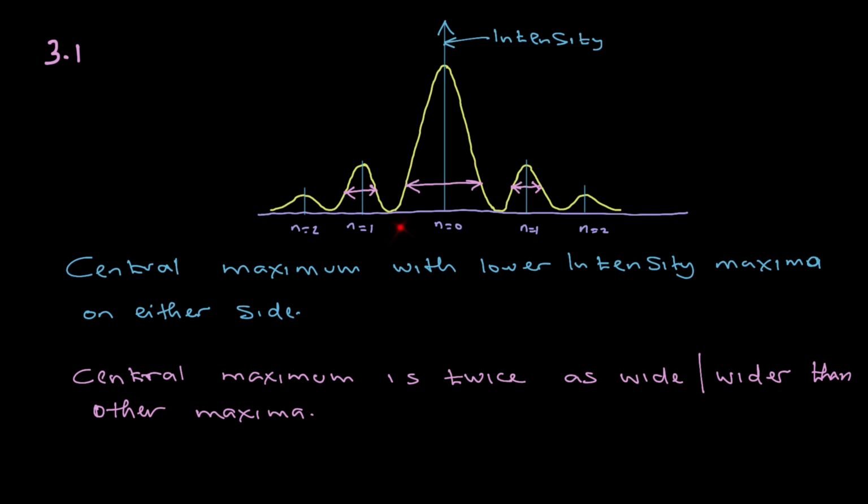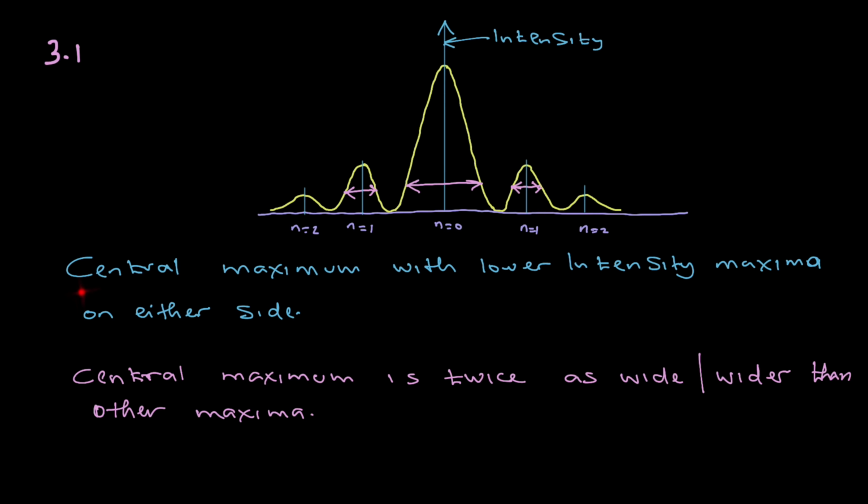Okay, so this is the pattern we will see on the screen, and the central maximum, which is that one here, with lower intensity maxima. Maxima is plural for maximum, so this is maxima because there's many of them. So these are lower intensity. The height is the intensity, how tall it is, and so these are the lower intensity, but they are smaller to the right and to the left. So that's what this is saying.